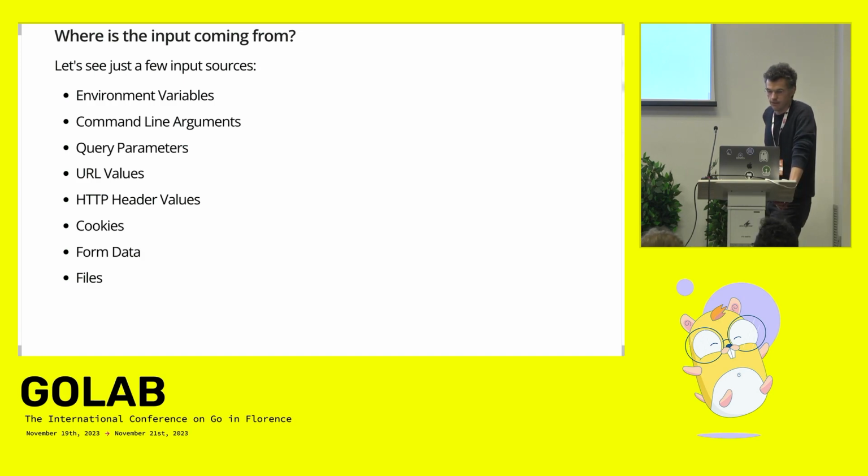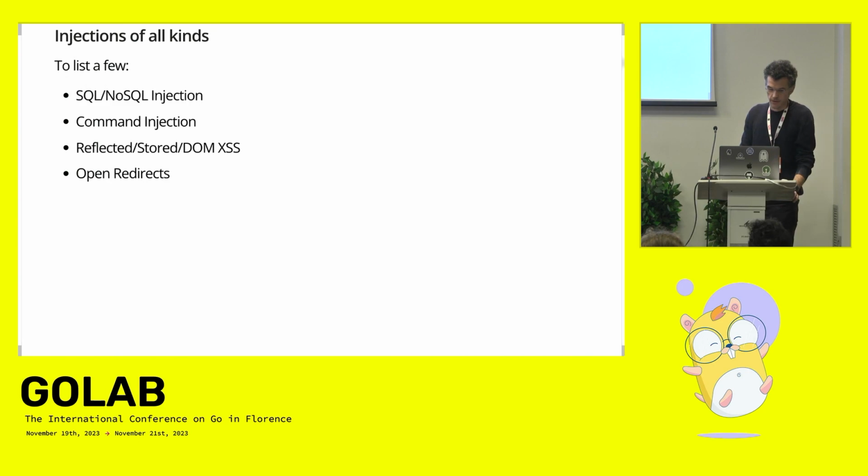So you can see that we can get data from many, many places, and I believe a lot of Go applications and services get input from these sources. Like environment variables, command line arguments, these are very typical. Sometimes query parameters, URL values, HTTP headers, cookies, form data, files, and so on. This is just common places, and to be honest, it's really difficult to keep track of these places without having some automation.